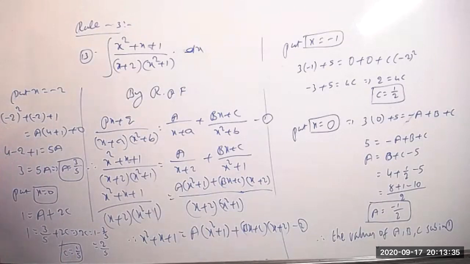The value of c equal to 1 by 5. In the same way, you can find the value of b also. So finding the value of b, what will we do?